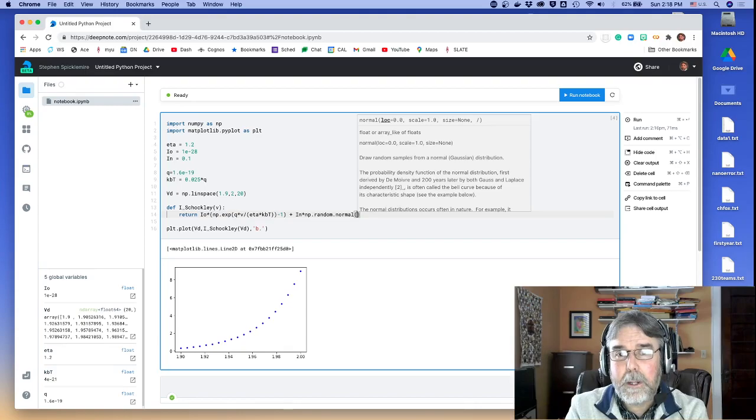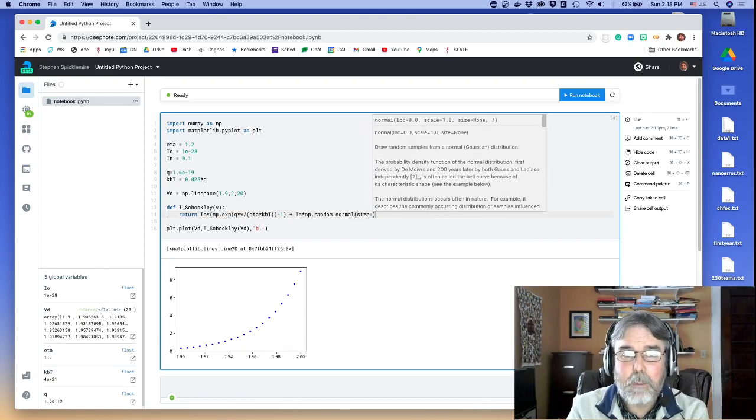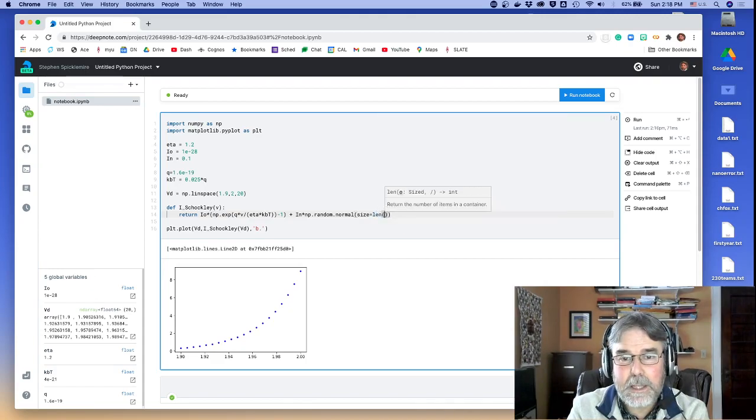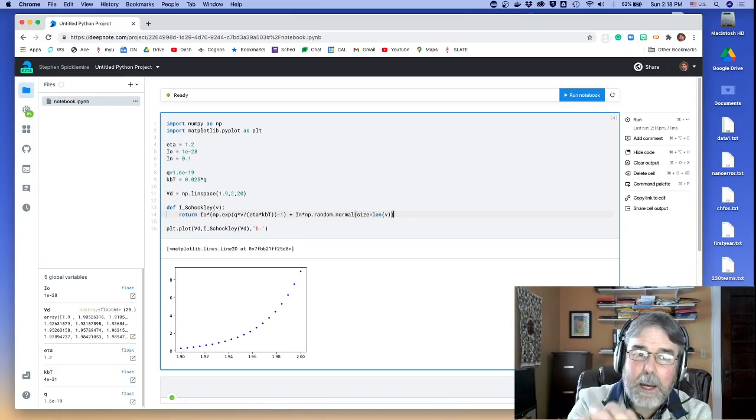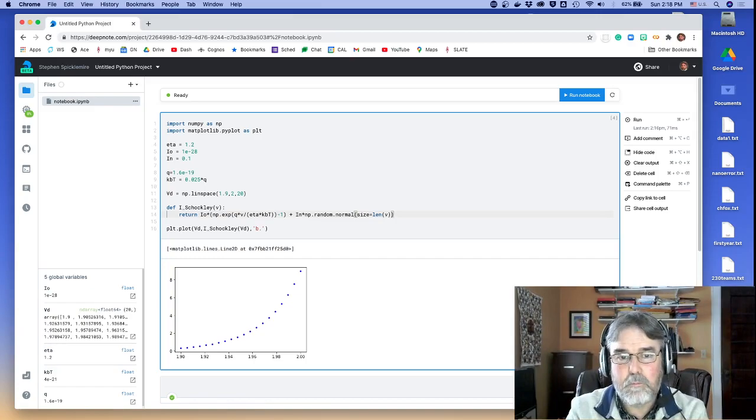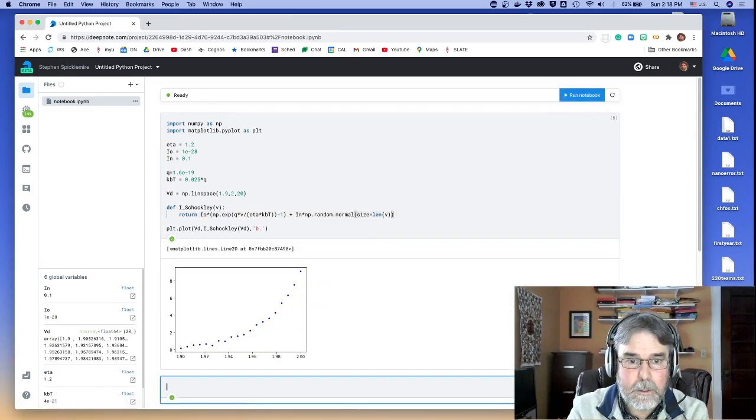So I'm just going to say size. I want it to be the same size as my array of voltages, so I'm just going to say the length of V. Remember these random numbers have a mean of 0. They have a standard deviation of 1. And so by multiplying by IN, I'm getting a standard deviation equal to IN, right? So let's do that. And you'll see these numbers, now they jump around a little bit. They look like real data.